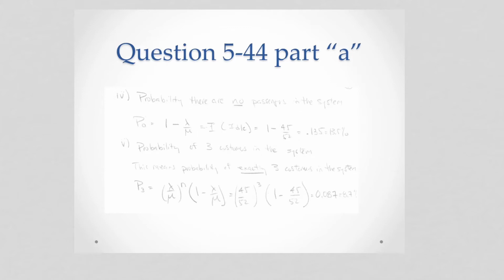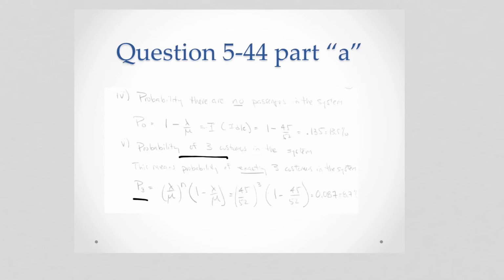Next question, what's the probability of 3 customers in the system? Remember last class we did an example of at most 2 customers in the system. This question was the probability of exactly 3 customers in the system, exactly 3. So it's simply just P3. We don't have to do P0 plus P1 plus P2 plus P3. This is the probability of 3 customers.